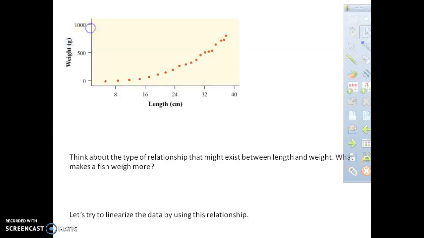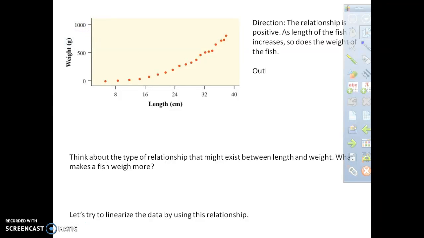Direction is going to be positive because as the length of the fish increases, in general, so does the weight of the fish. There are no outliers. The form is nonlinear, and we'll talk about what that relationship may be in just a second. And then the strength is pretty strong, somewhat strong.